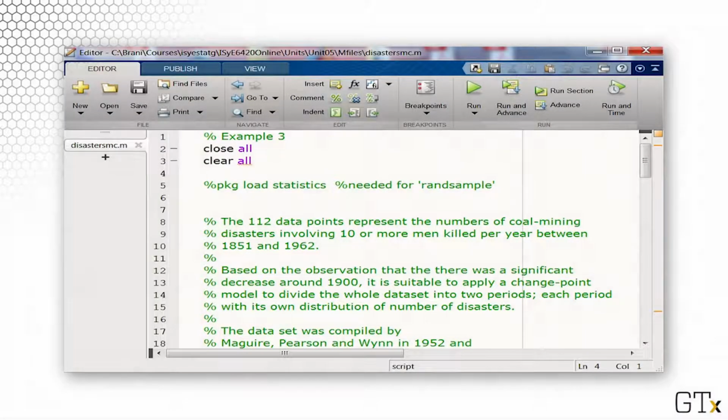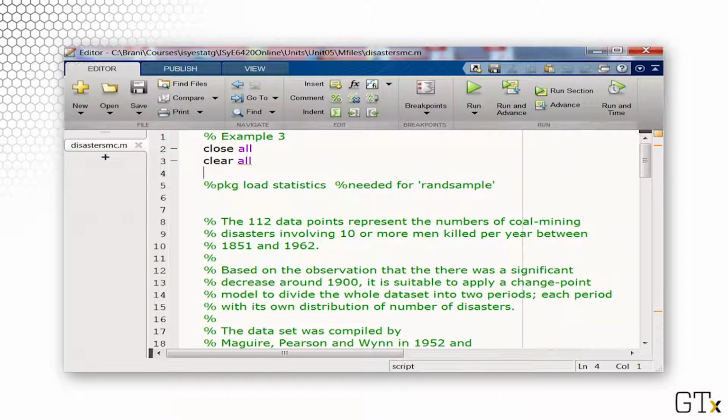Now we are in example 3 in disasters MCM. I'm going to run this in MATLAB. You can run it in Octave, but it runs a little bit longer. We are talking here about maybe 100 seconds running in Octave as opposed to a few seconds in MATLAB.